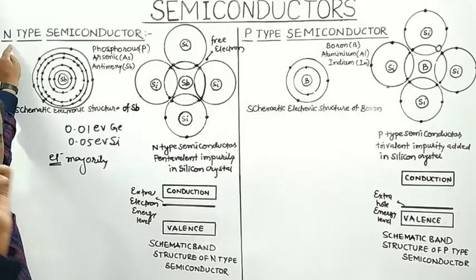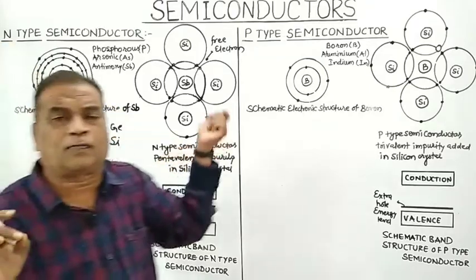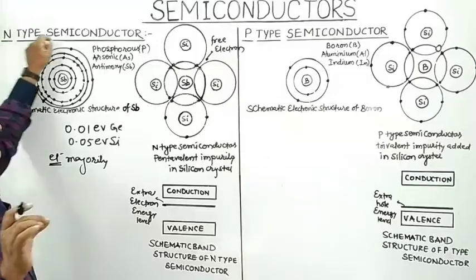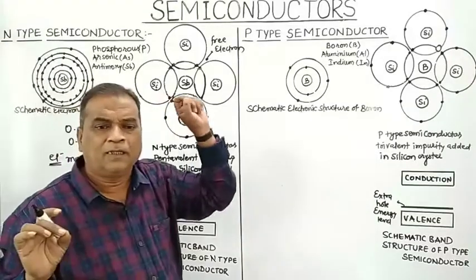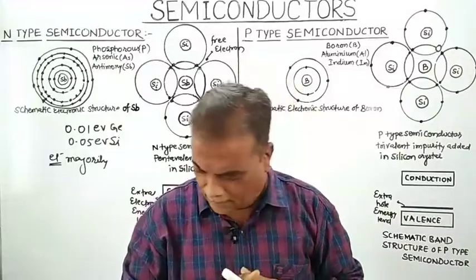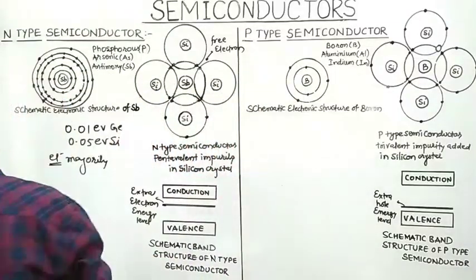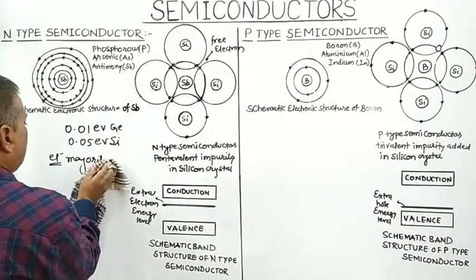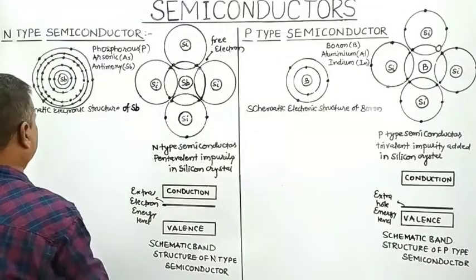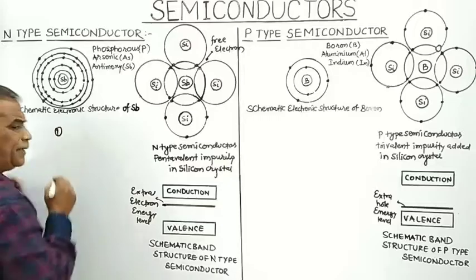N means negative. So whenever electrical conductivity is due to the negative charge carriers, then such type of extrinsic semiconductors are called N-type semiconductors. Now in an N-type semiconductor, the free electrons which are available for conduction of electricity are produced mainly due to two reasons.